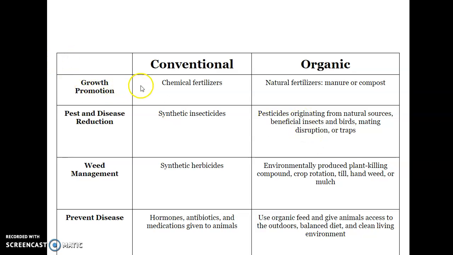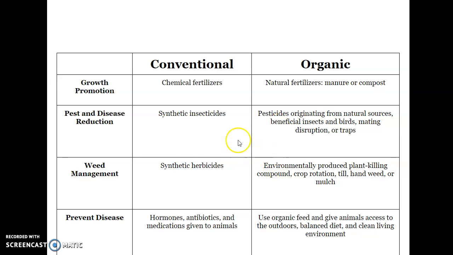With growth promotion, conventional uses chemical fertilizers, whereas organic uses natural fertilizers, usually manure or composting. In terms of pest and disease reduction, conventional farmers will use synthetic insecticides. That means they'll use these chemically created, not natural insecticides to kill insects and disease, whereas organic will use pesticides that come from natural resources, beneficial insects and birds, mating disruption, or traps.